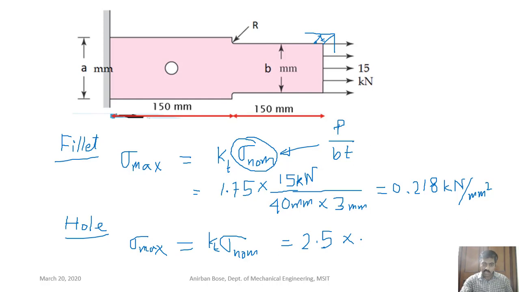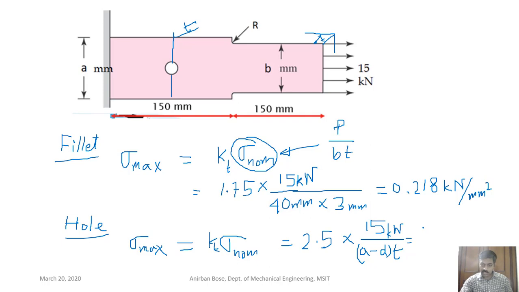and what is sigma nominal, that is 15, that is load, divided by, remember, the area that you have to consider here. So the total length is A minus D, right? That is this length multiplied by T, thickness T. So the area that you have to consider is (A minus D) into T. This is the area that you have to consider.